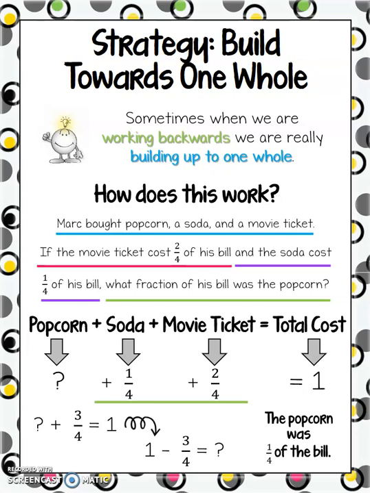So the big ideas here are you're still looking at these questions as part-whole, but be on the lookout for questions that build up to one whole. And anytime you're working backwards, use the opposite operation to help you find the unknown amount.